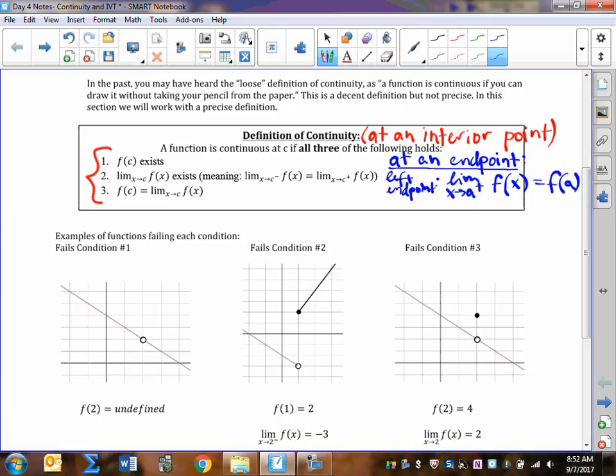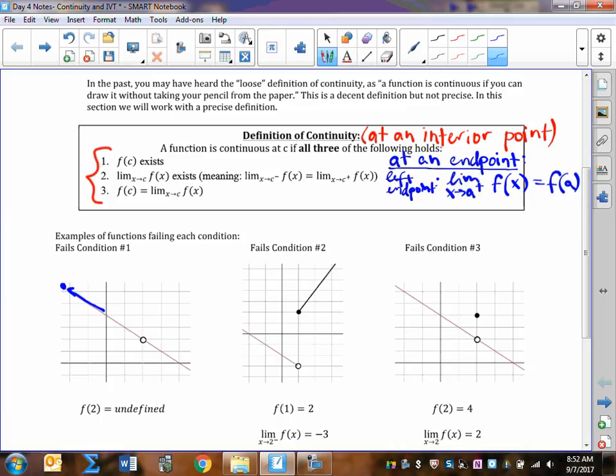For example, let's just say that our graph stopped here on the left-hand side. To be continuous at this left endpoint, we need to make sure that the limit as we approach it, and of course we have to approach it from the right side because it stops going to the left, is the exact same thing as that actual endpoint value. That's just to basically guarantee that the graph is continuing and meeting up with that point.